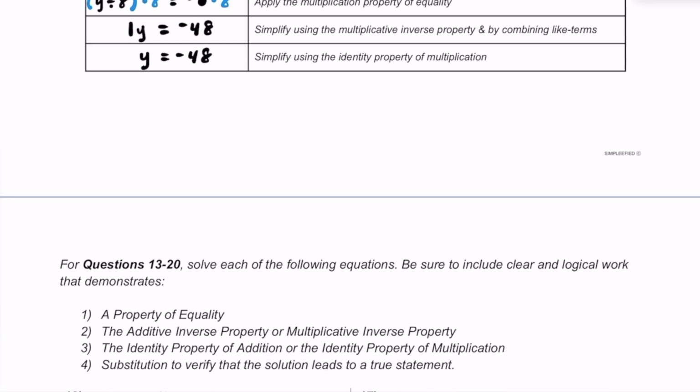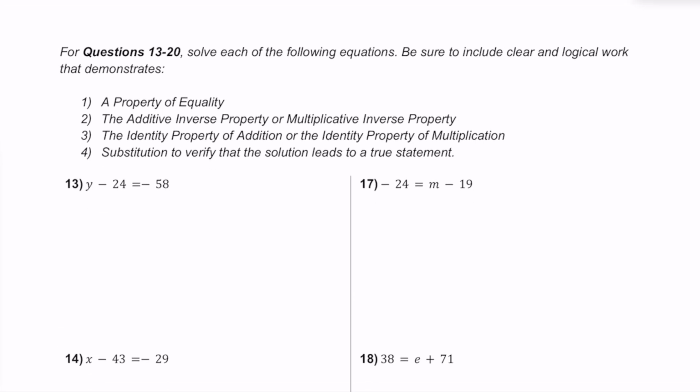Let's move on. For these last set of problems, 13 through 20, let's go ahead and solve each of these following equations, okay? And make sure we show clear and logical work. Make sure we do use a property of equality. We also use one of the inverse properties, either the additive inverse or the multiplicative inverse property. Then we have to use one of the identity properties, and then finally use substitution to verify that our solution does lead to a true statement, that the left side does equal the right side after we substitute in.